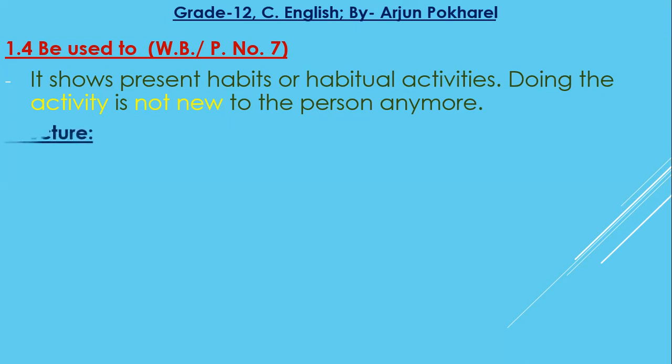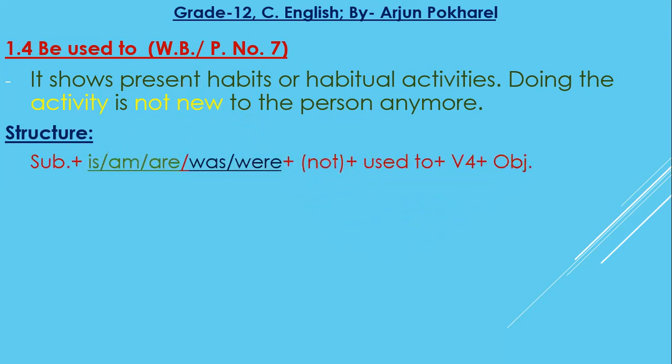Now see the structure of be used to. There can be either positive or negative structure for be used to. There is subject plus is, am, are, or was, were, plus not, plus used to, plus V-ing, plus object. V-ing refers to what? The present participle, or you can also say be-ing form of the verb.